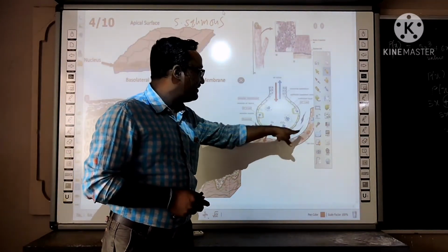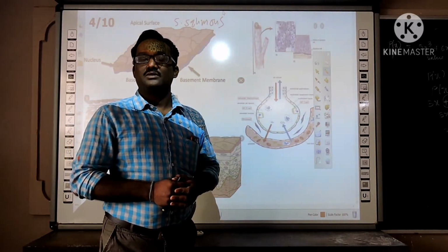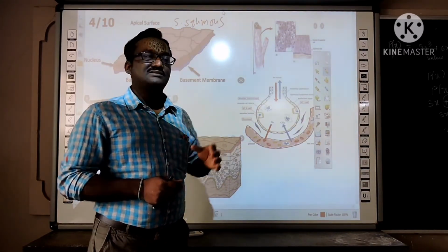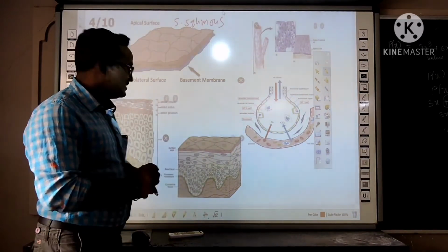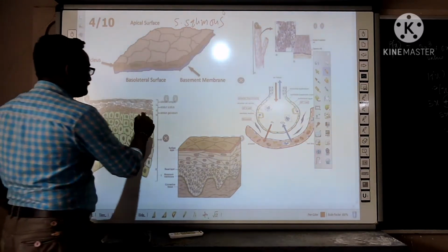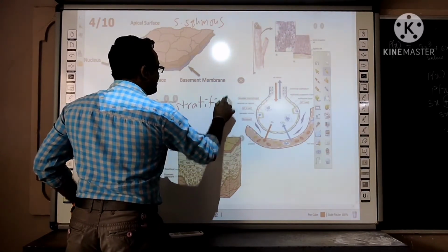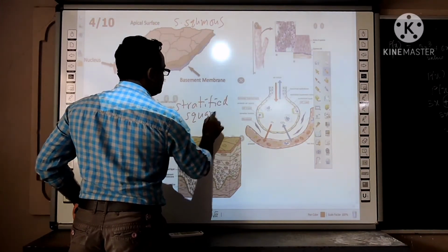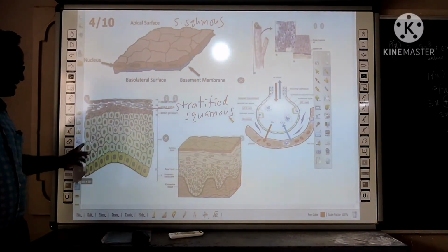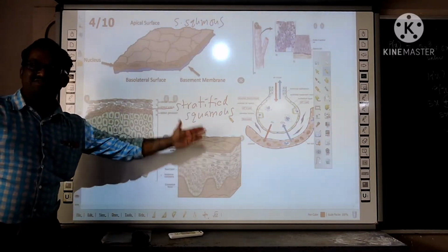These blood capillary walls are also made of simple squamous epithelium. They are also found in the esophagus. That means food pipe. Food pipe walls are also made of the simple squamous. See this one. This is the stratified squamous. Stratified squamous epithelium. That means in this epithelial tissue, the cells are arranged in several layers. For example, skin. This is the LS of skin.